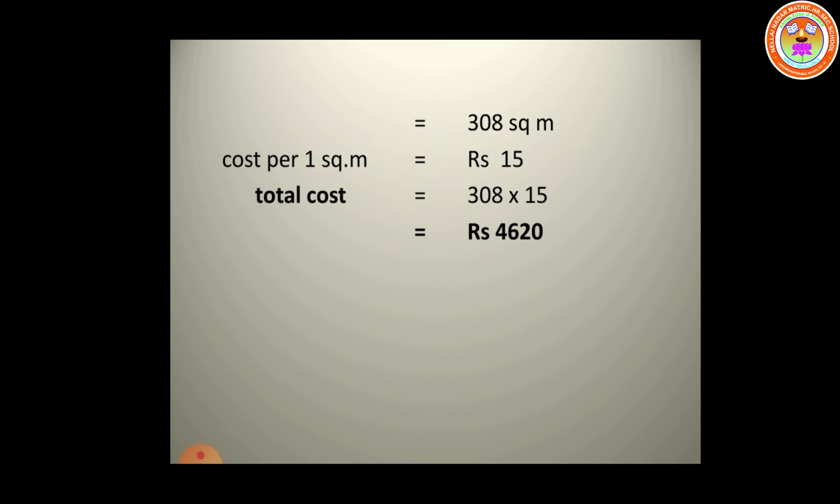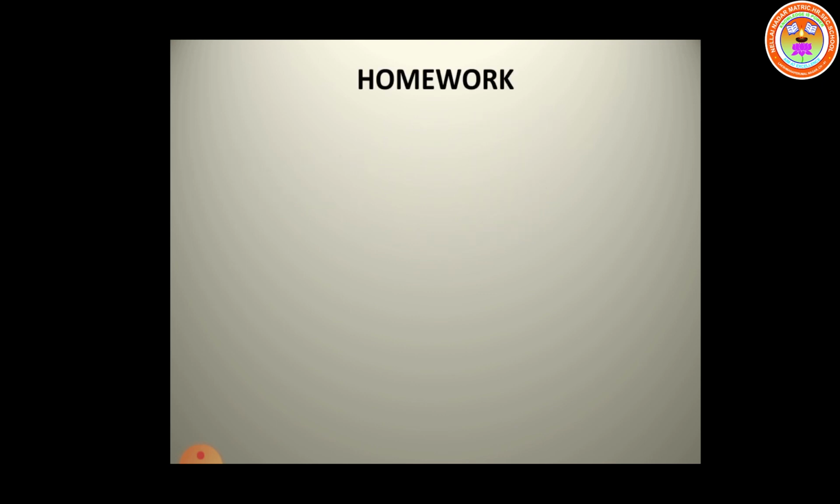First one, parallelogram area formula. Base into height. What is the formula to find area of the parallelogram? Base into height square units. Next, perimeter. Perimeter of the parallelogram equal to sum of all lengths of all the sides. Okay, now let us move to the homework.